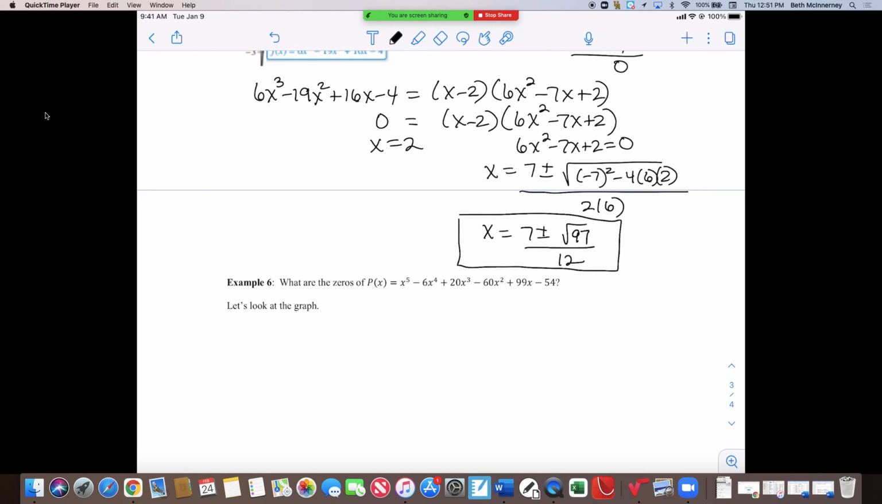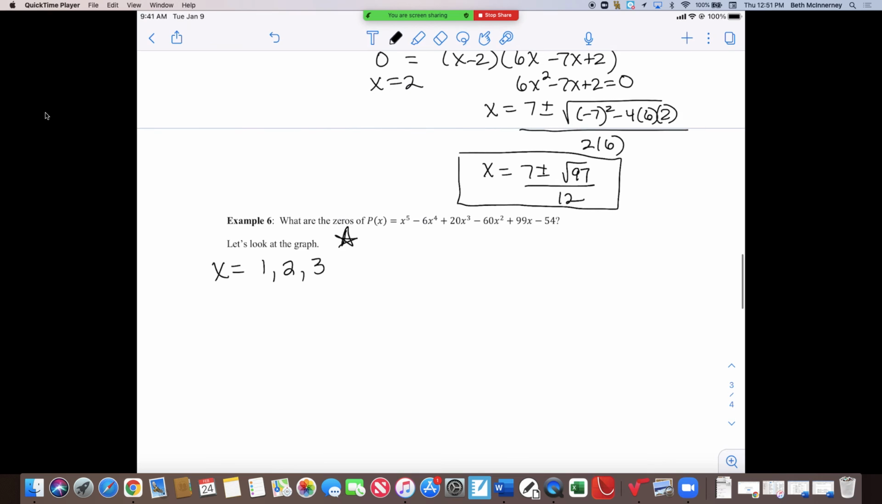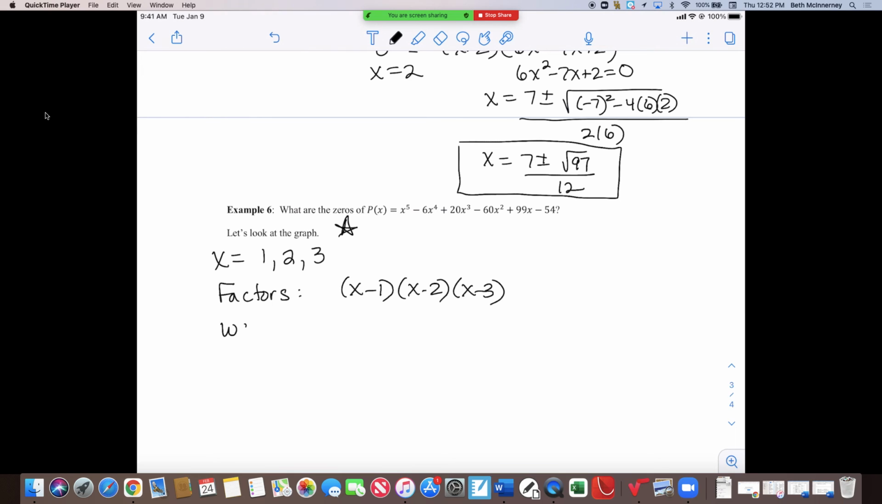All right, just because I'm running low on time, in example 6, I'm just going to tell you that the zeros are x's 1, 2, and 3. Okay, just because of time, I'm going to cut to the chase here. If I know the zeros, I know the factors. The factors then are x minus 1, x minus 2, and x minus 3. Well, do you remember our warm-up? I did this on purpose. From the warm-up, we multiplied this out, right? And we got x cubed minus 6x squared plus 11x minus 6.